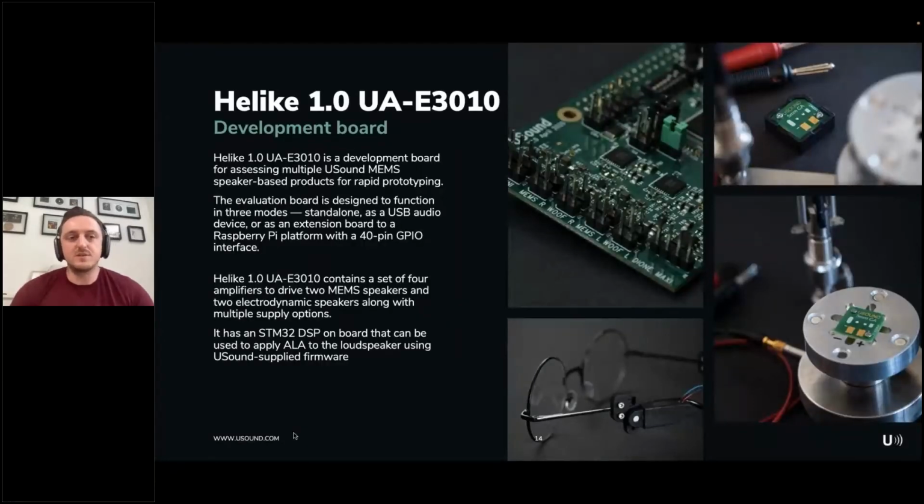Yeah, this just shows the evaluation board, the development board that we have, which we use, among other things, to showcase the active linearization algorithms. It connects via USB or via Raspberry Pi platform. It can also work as a standalone unit. It has amplifiers built in to drive both dynamic speakers, so electrodynamic speakers, and MEMS loudspeakers. And most importantly, it has the STM32 digital signal processor that can be used to apply the ALA to the loudspeaker using the updated firmware.